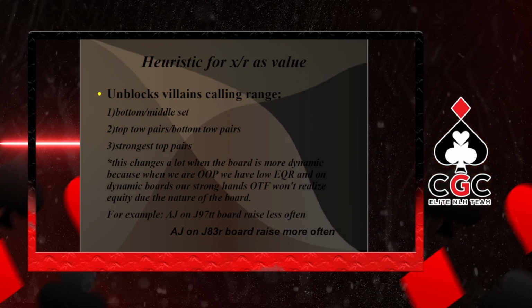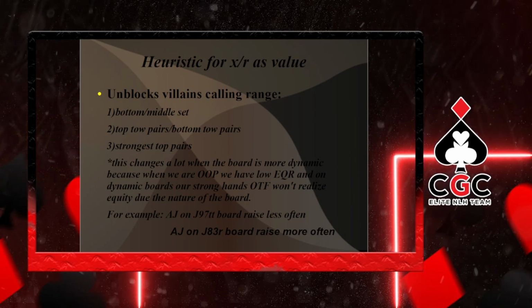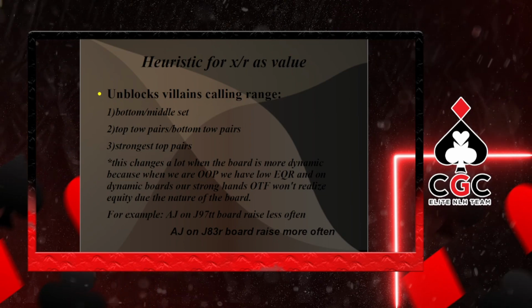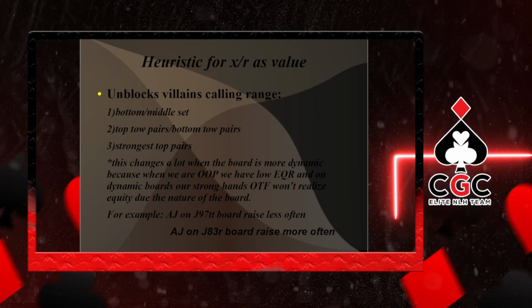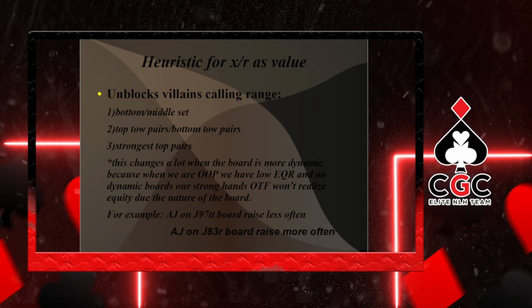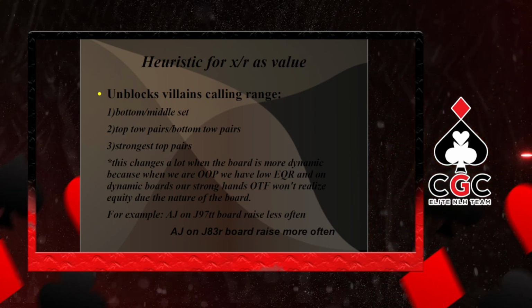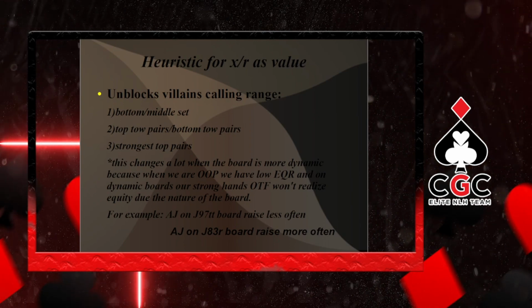Secondly, top two pairs and bottom two pairs want to check raise very frequently. Top two pairs is basically a very strong hand. It does block villain's calling range, but we don't care. We just want to put as much money as we can on the flop. And with bottom two pairs, we want to block the top pair, which is the queen, so we want to check raise more often. And third, and less frequently, we check raise the strongest stoppers.